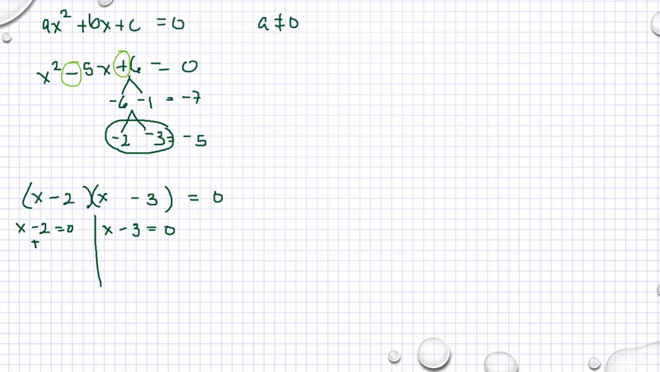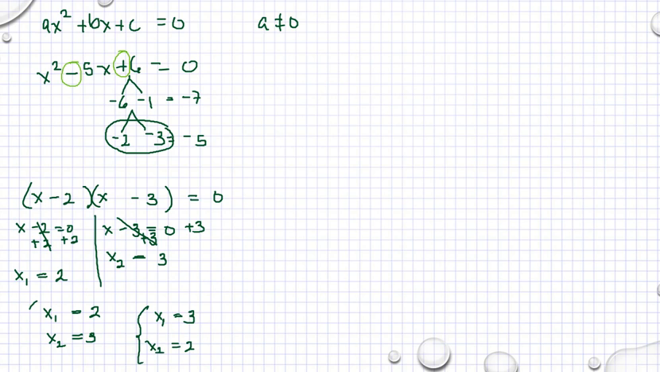Adding both sides of the equation by 2, this is 0. So our first solution is positive 2, and the second solution, we do the same, adding both sides of the equation by 3, so that this is 0, x sub 2 is equal to positive 3. So we have x sub 1 is equal to 2, and then x sub 2 is equal to 3. It doesn't matter if you write x sub 1 is equal to 3, x sub 2 is equal to 2. It doesn't matter.